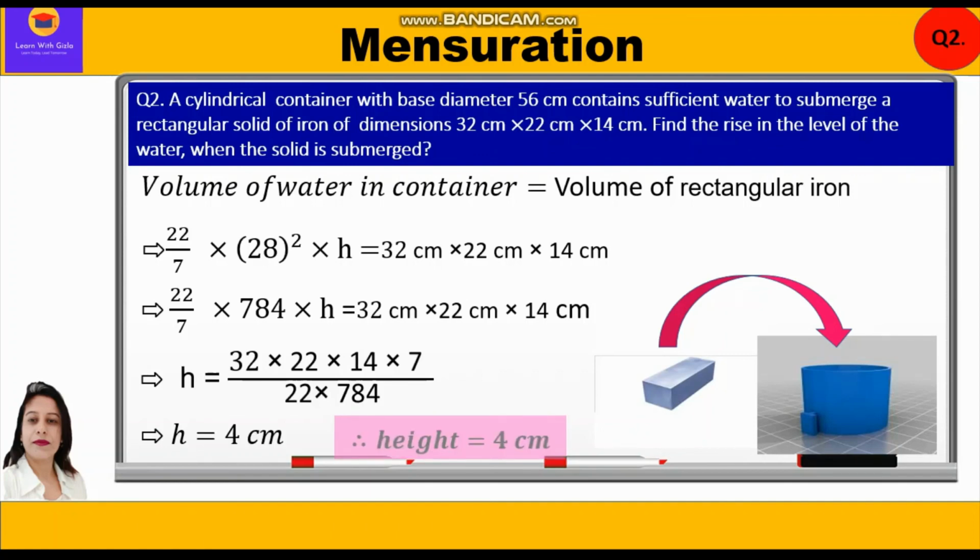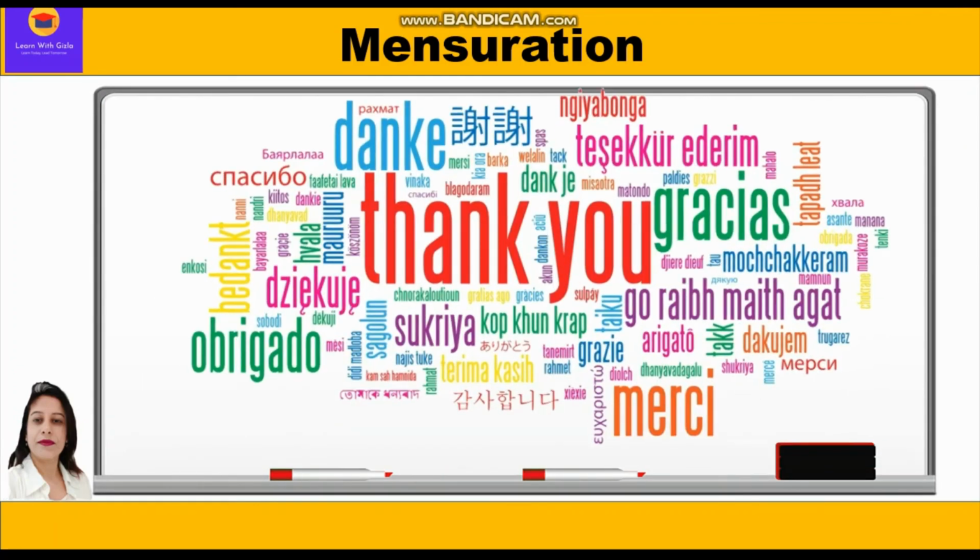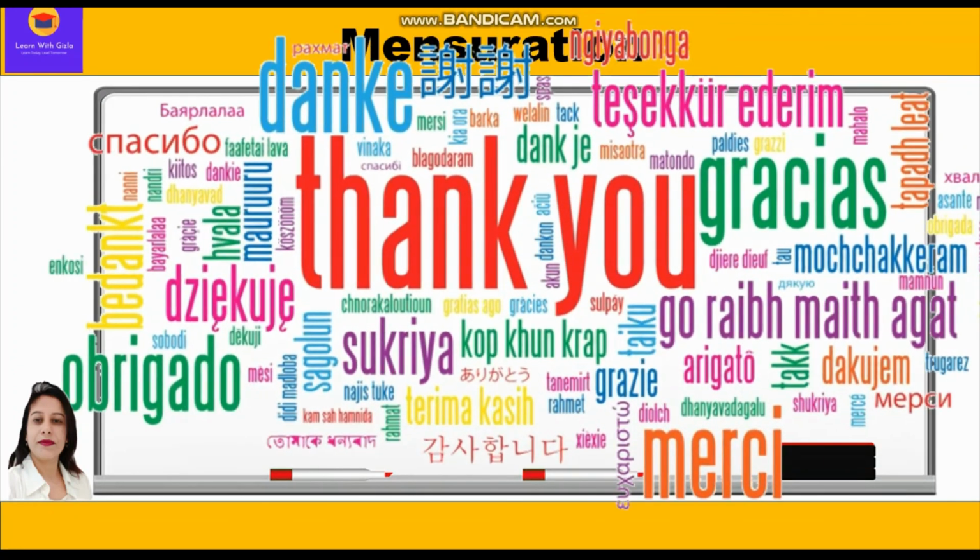So this is how we have solved two questions in which a rectangular solid of iron, or you can say cuboid stone, was submerged in a cylindrical container and which caused the rise in the level of water, and we had to find that height to which the level rose. Hope you have understood these two questions.